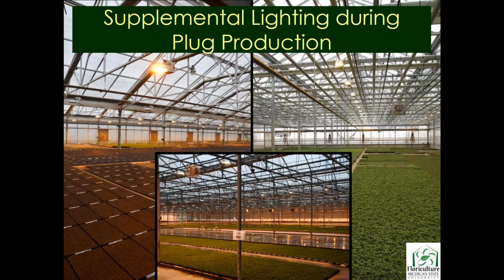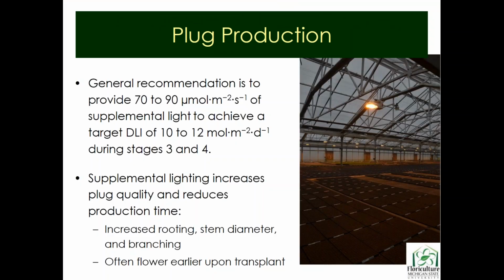Now, let's move on to plugs and show you some of the benefits of utilizing supplemental light during plug production. Generally for plugs, the recommendation is to provide anywhere from 70 to 90 micromoles of supplemental light to achieve a daily light integral of 10 to 12 moles during stages 3 and 4. So very similar targets to cuttings. In terms of supplemental lighting with plugs, again, we're going to get increased rooting, increased stem diameter and branching, and oftentimes earlier flower upon transplant.